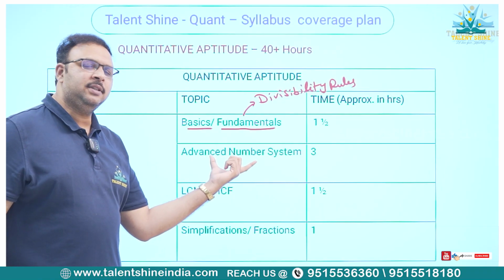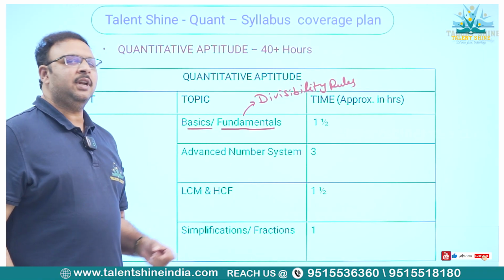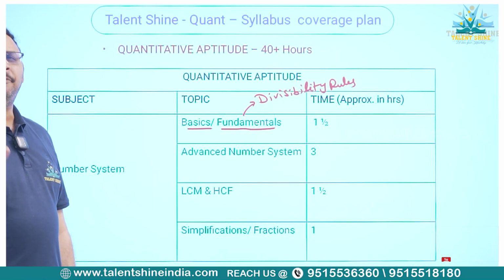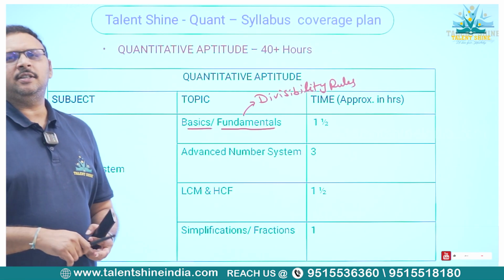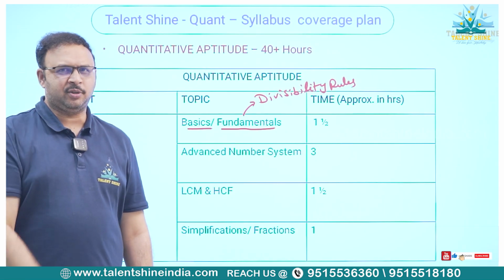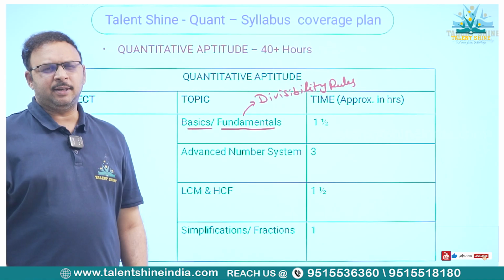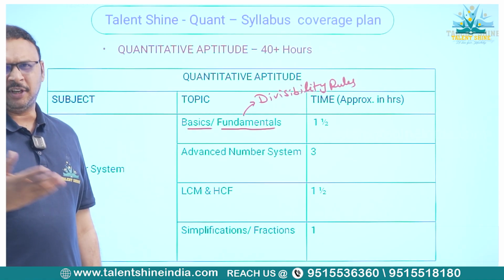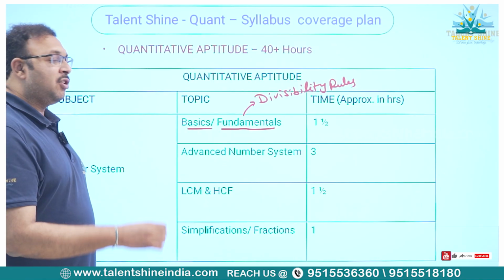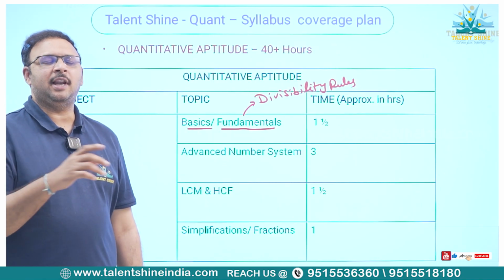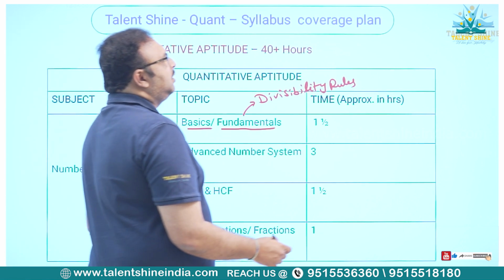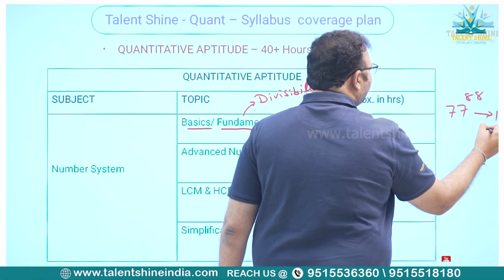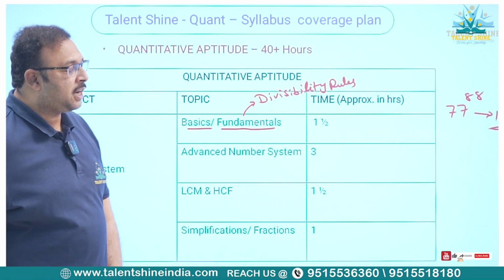Next, come to the advanced number system. In advanced number system, you must be thorough with mainly 4 or 5 topics. First one is the trailing zeros concept, that is, in a product how many zeros are at the end of the result. And also units place, like 77 power 88. What is the units place? You can say directly 1. That is the answer.